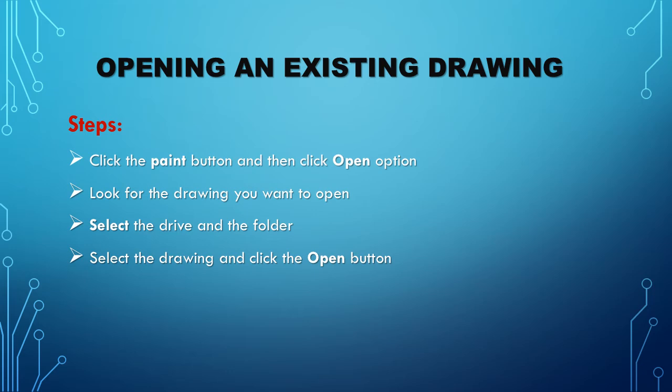Okay, first you click the paint button and select the open option. At that time the drive and folder will be visible to you, where you saved your drawings. From that you need to select the drive or folder, and then from that folder or drive you can select your drawing. After that you need to click the open button. Okay, this will open the drawing in paint.